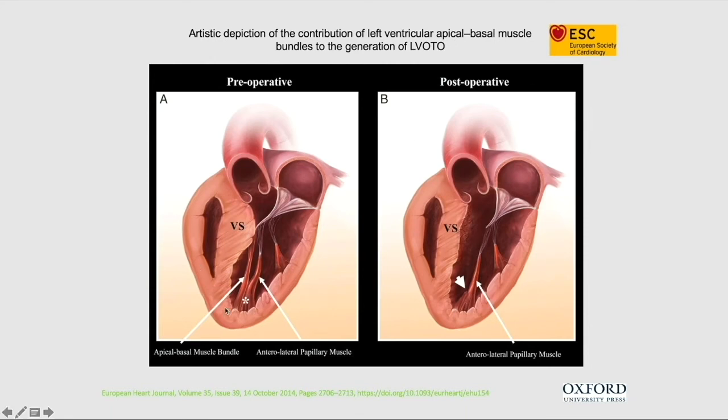This graphical illustration shows how the apical-basal muscle bundle contributes to LVOT obstruction. Whenever there is an apical-basal muscle bundle, the attachment of the anterior papillary muscle tends to be more shifted towards the apex. This apical displacement of the anterior papillary muscle and the abnormal muscle bundle during systole can cause significant LVOT obstruction. The treatment for this condition is surgical resection of the apical-basal muscle bundle and, if needed, repositioning of the papillary muscle attachment.